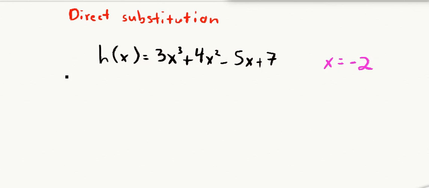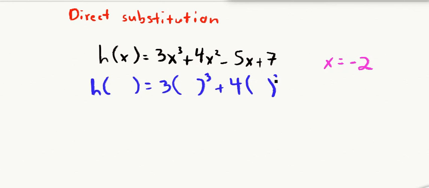So let's start off by, since we're going to plug stuff in for x, let's just write everything except for x. So we would have h, and then we're going to put something in there, equals 3 times, something's going to go in these parentheses, to the third, plus 4 times something in the parentheses squared, minus 5 times something in the parentheses, plus 7, okay?